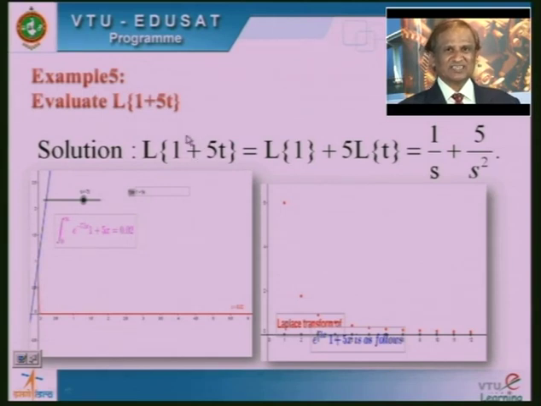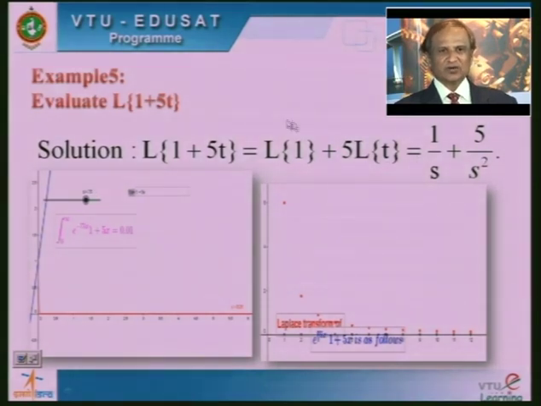Suppose the given function contains more than one term. In exactly the similar way, I can apply L here also. Here L is an operator applied term by term. So, that is equal to the Laplace transform of the first term plus the Laplace transform of the second term. Here the second term is 5 into t. 5 is a constant, you can keep it as it is. Then the Laplace transform of t.